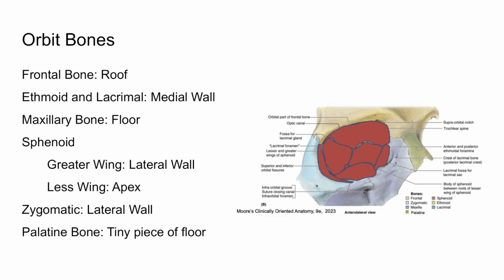So the key takeaway to keep in mind here is that the medial wall is the thinnest and most susceptible to infection spread. The floor is most likely to fracture in trauma, leading to inferior rectus entrapment. And the apex is where the critical nerves and vessels pass. So injuries there cause widespread deficits.